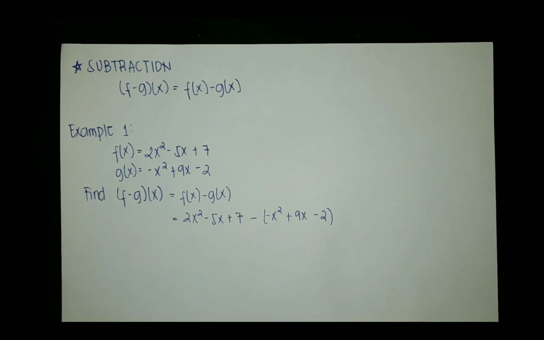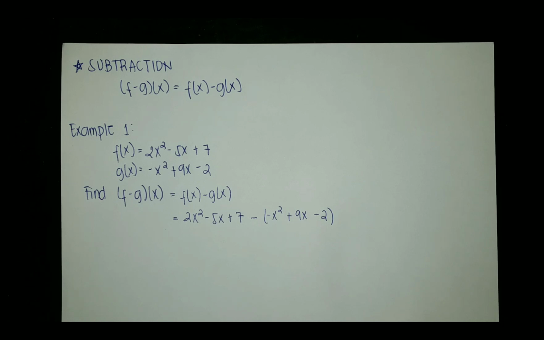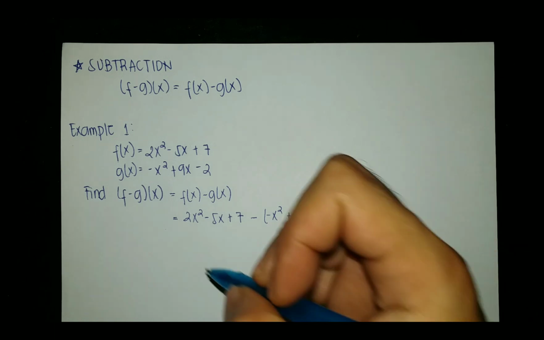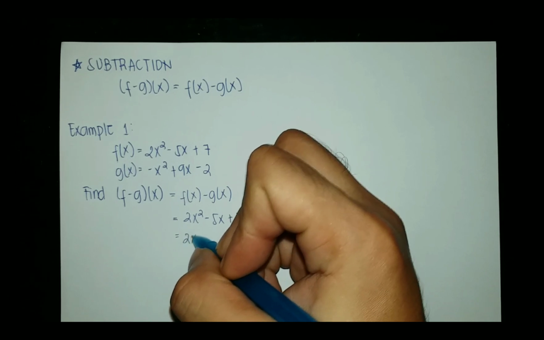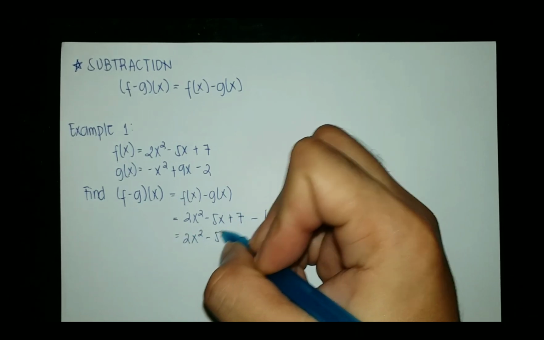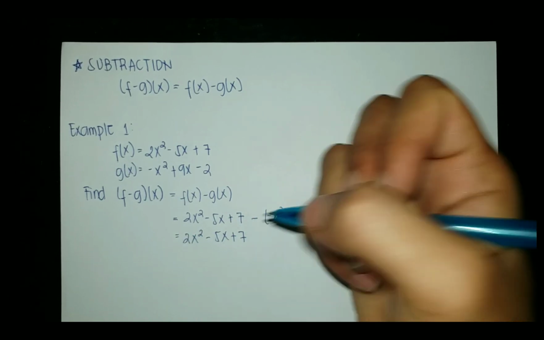So in subtracting functions, we have rules to follow. The first rule is to copy the minuend. In this case, our minuend is f of x. So copy f of x. That is 2x squared minus 5x plus 7.